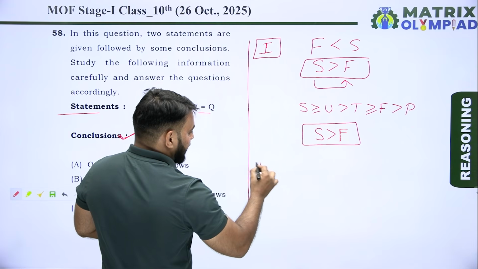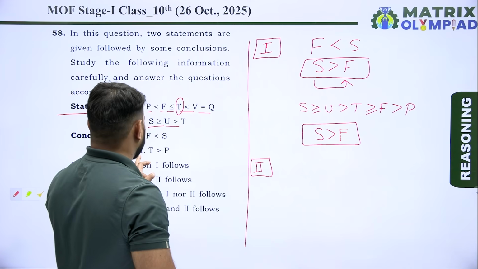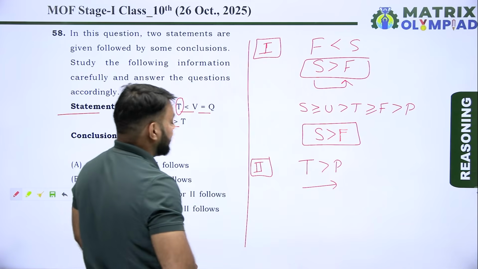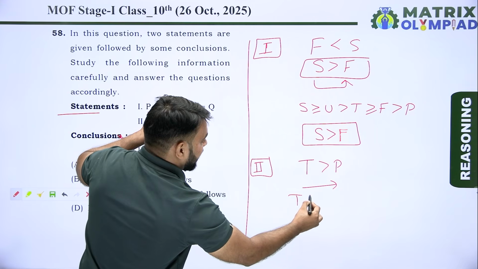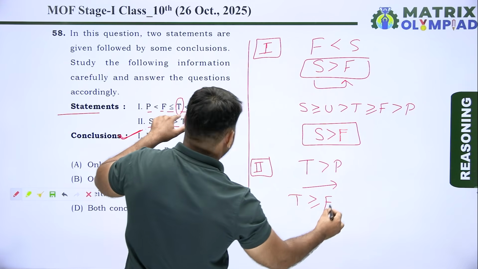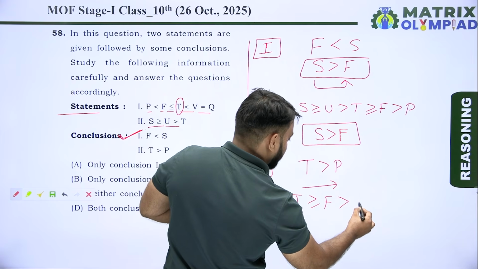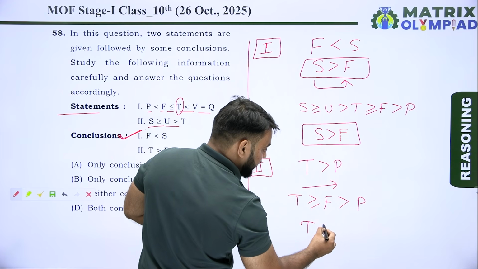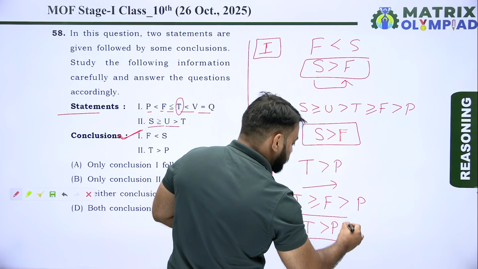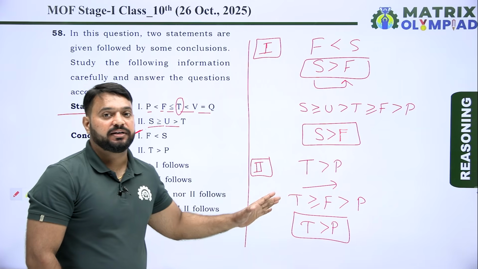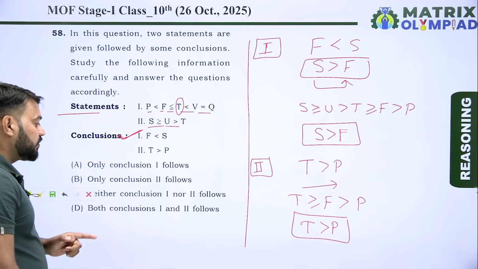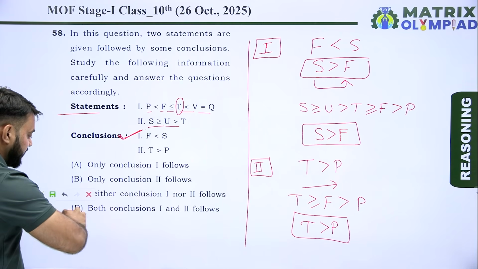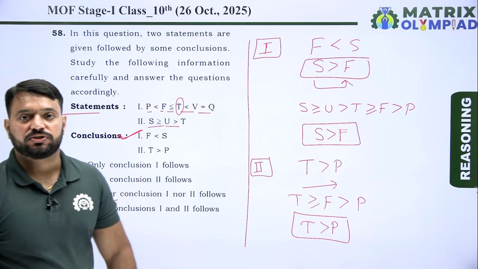Now according to conclusion second, T is greater than P. T से P की तरफ मूव करना है. So T is greater than equals to F, F greater than P. T F से बड़ा है, F P से बड़ा है, तो T डेफिनेटली P से भी बड़ा होगा. सो ये कंक्लूजन भी डेफिनेटली ट्रू है. सो हेयर बोथ कंक्लूजन फर्स्ट एंड सेकंड फॉलो इज द करेक्ट आंसर ऑफ दिस क्वेश्चन. सो इट मीन्स ऑप्शन डी इज द करेक्ट आंसर ऑफ दिस क्वेश्चन.